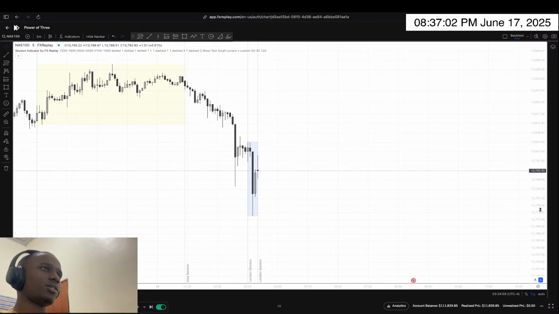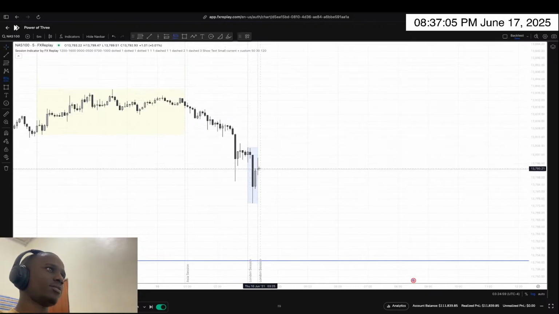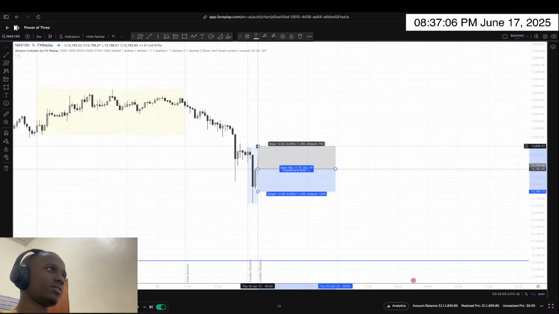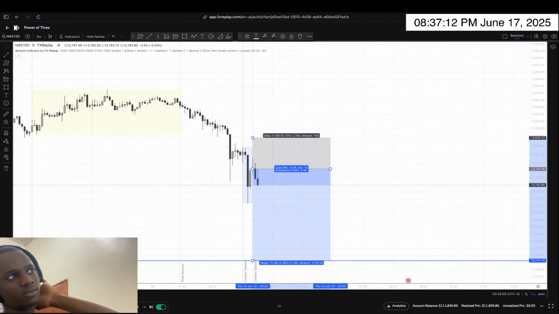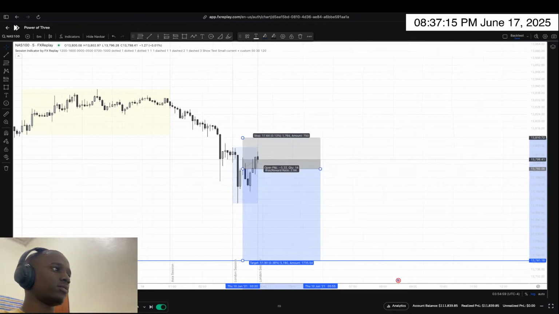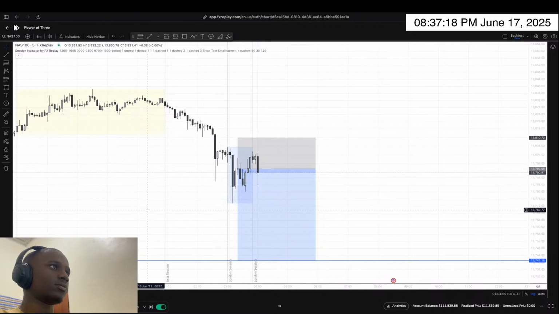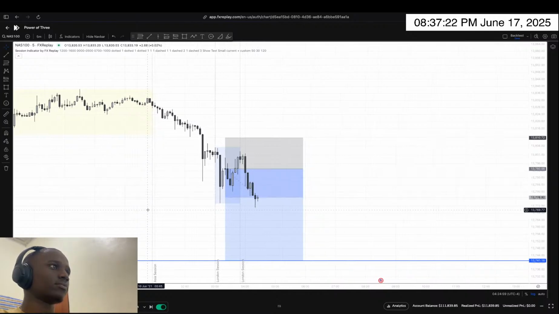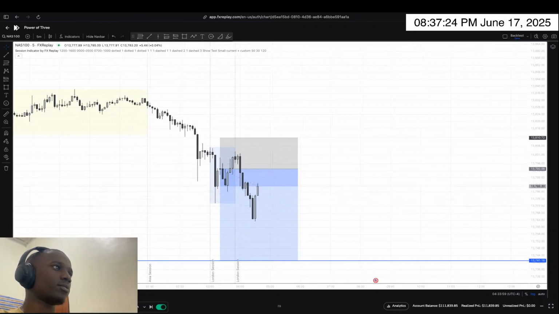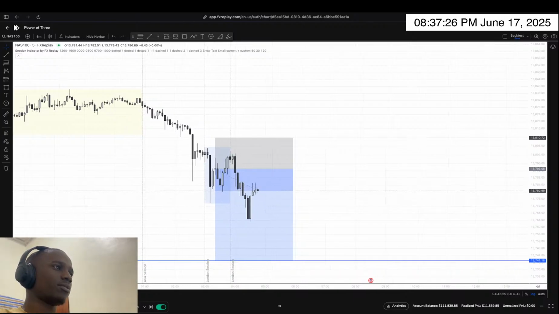I would like to take an entry inside of here, with the stop above the high, and our target on the low of the price. Okay, these candle closes are looking good. It's like we had the Judas swing.